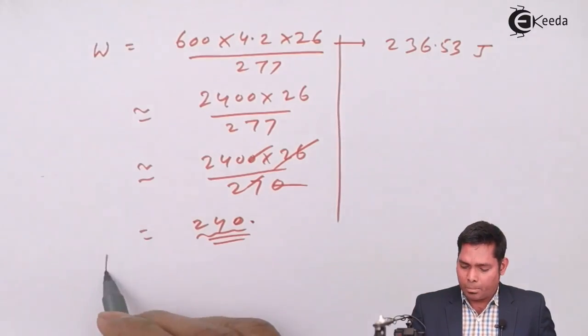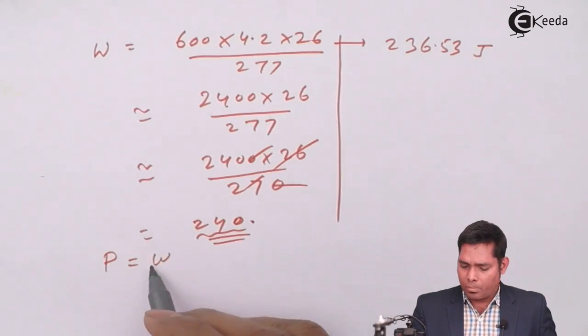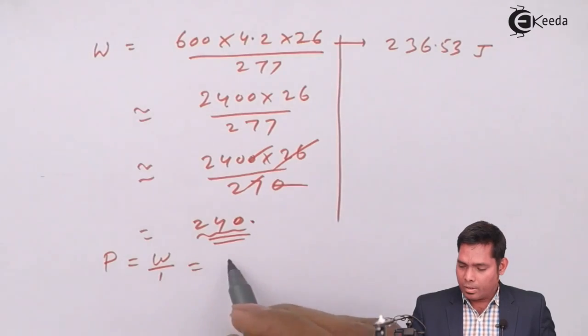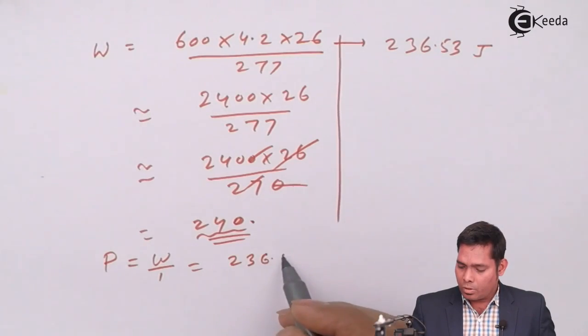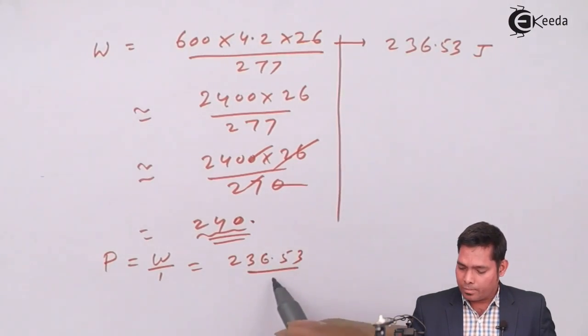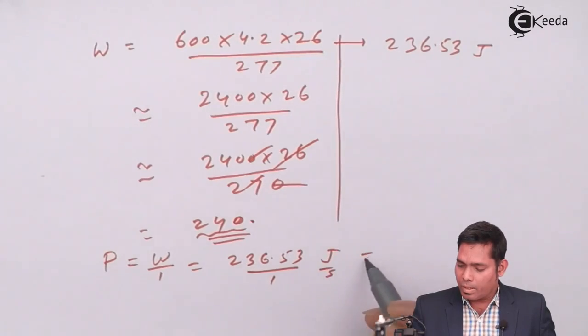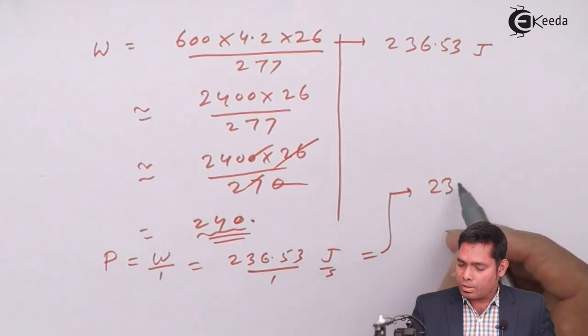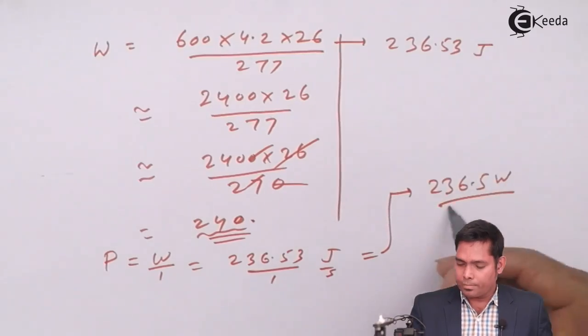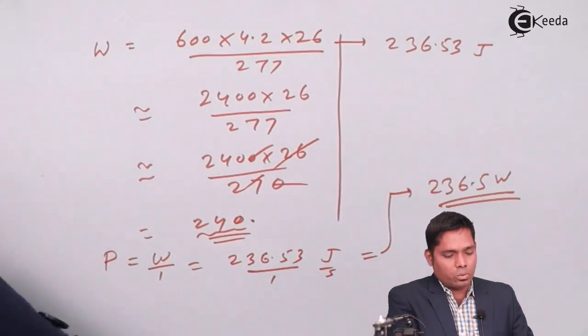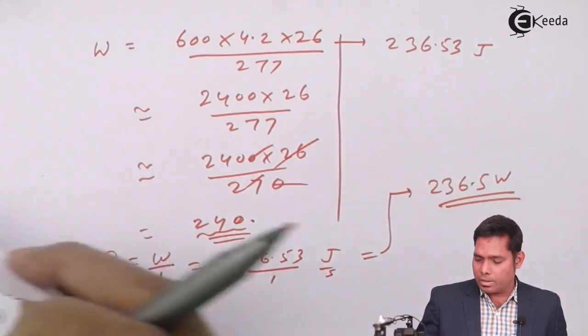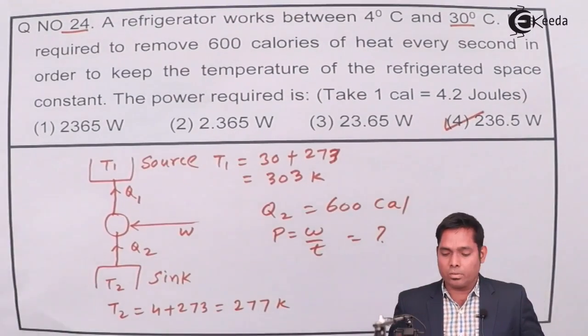The power is work done per second. In 1 second, this much joule per second. So the answer is 236.5 watt. As I told you, this will be the answer. This is the answer to this question.